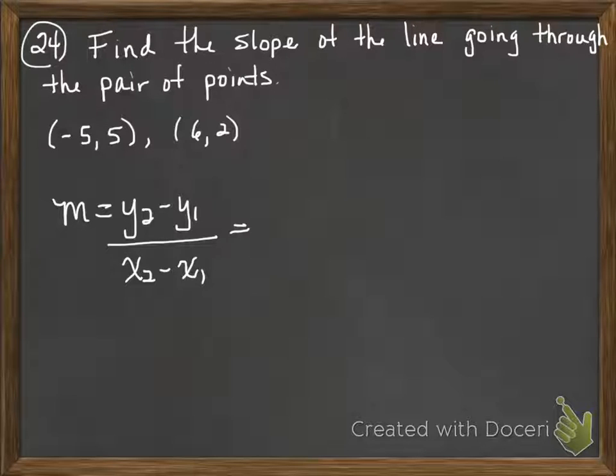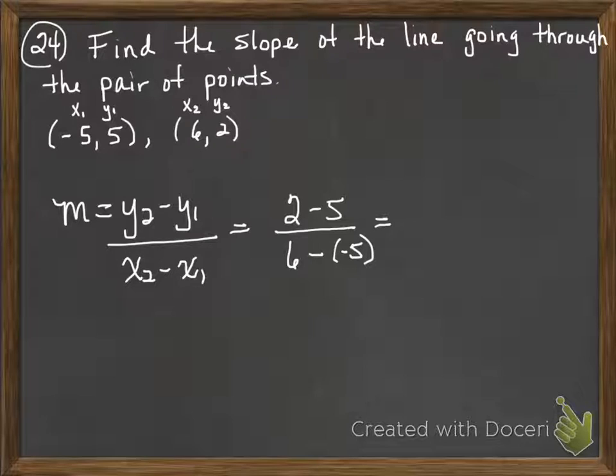So we can think of that first ordered pair as your x sub 1 or your first x, and your y sub 1 or your first y. And then the second ordered pair, the 6 is your second x, and your 2 is your second y, or your y sub 2. And then we just follow the formula. Second y is 2, minus first y is 5, divided by second x, which is 6, minus first x, which is negative 5. 2 minus 5 is negative 3.